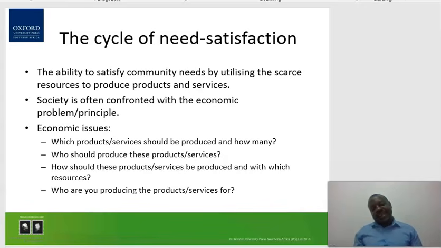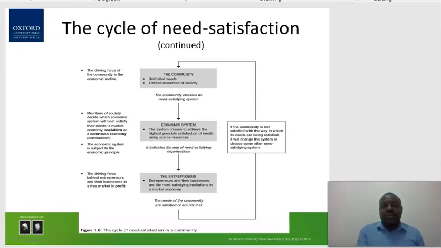So as I said, there are key decisions that will need to be made. These include which products or services should be produced and for how many people. Who should produce these products? Should it be private people, private companies, or should it be the government? How should these products or services be produced, and using what resources? Where do we get those resources? And who are you producing the products or services for? Those decisions will need to be made.